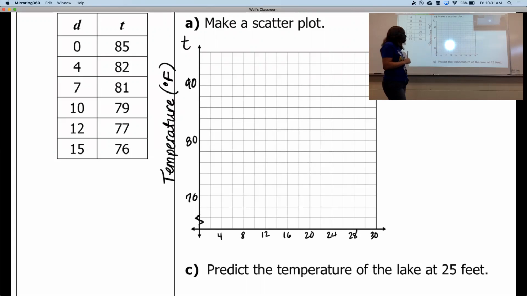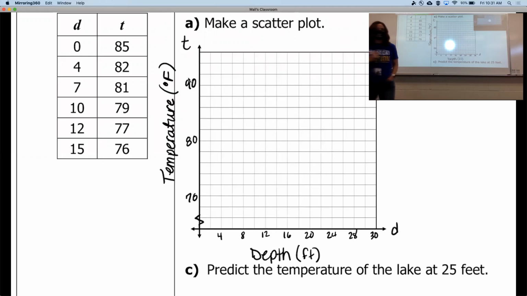And the reason why we're going to do that is because in a little bit, we're going to make a prediction about 25 feet. And if we counted every one, we wouldn't even be able to see that. This way, we'll be able to gauge whether we are on track with our prediction, or how the line shows our prediction. So just like we labeled the other axis, we're going to label this one. This is our D axis, and that stands for the depth of the lake, which is measured in feet.